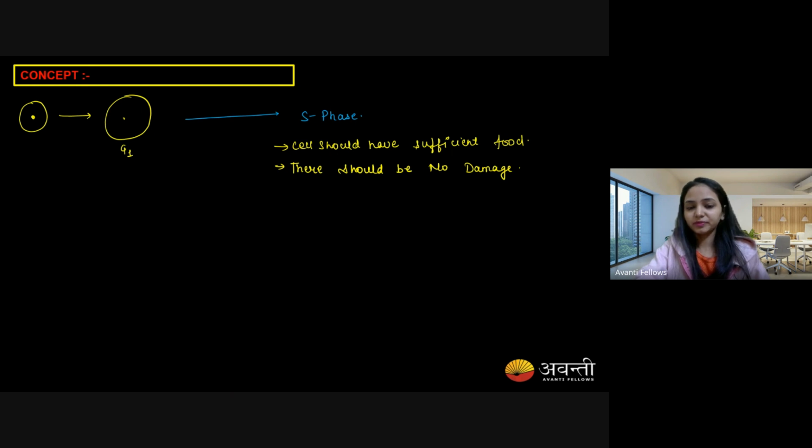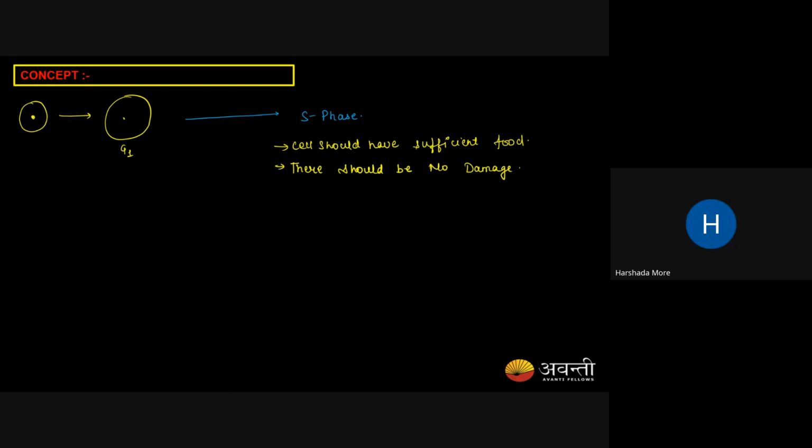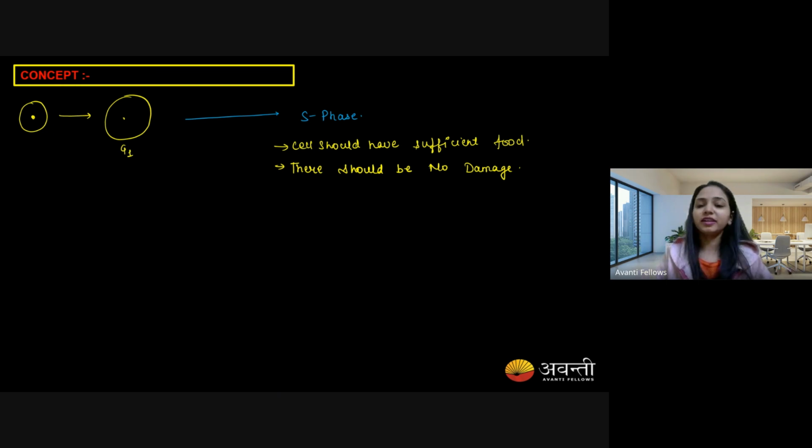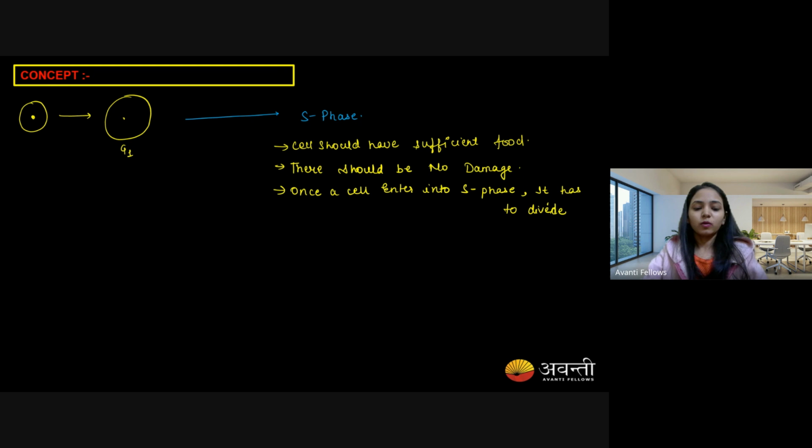Those are the checkpoints. And the third condition: once a cell enters into S phase, it has to divide. What does it mean? Once a cell enters into S phase, it has to divide. It has no other option to get back into the G1 phase.